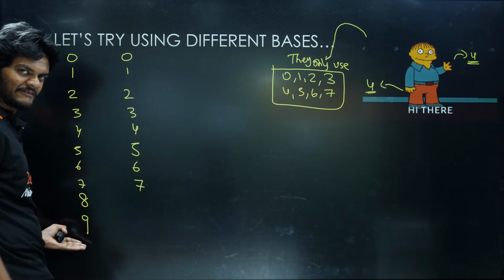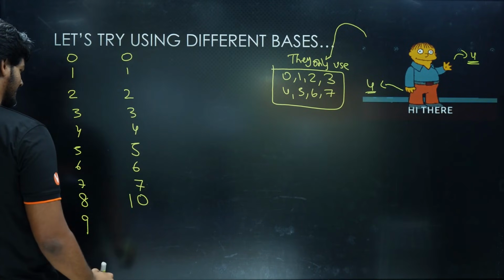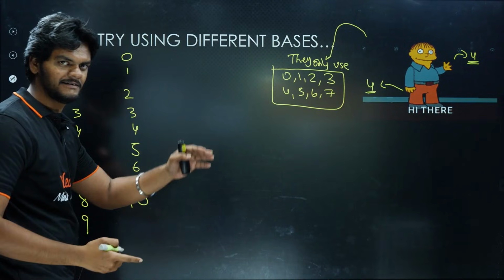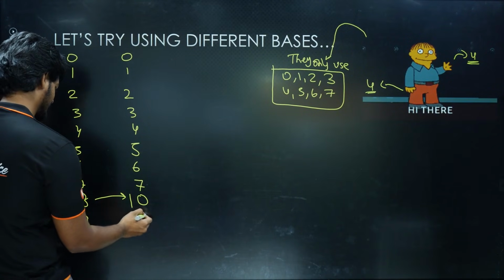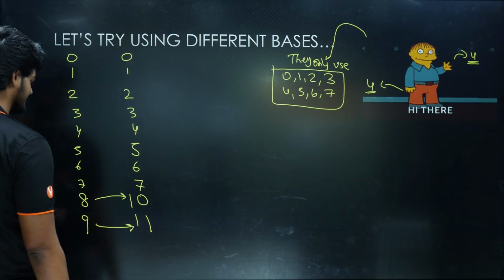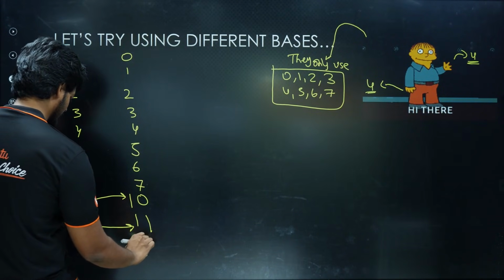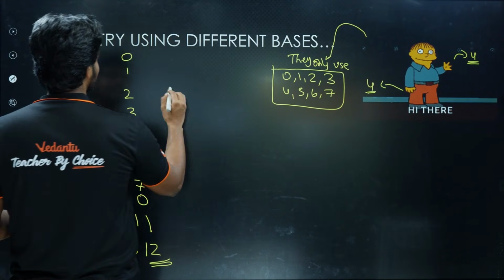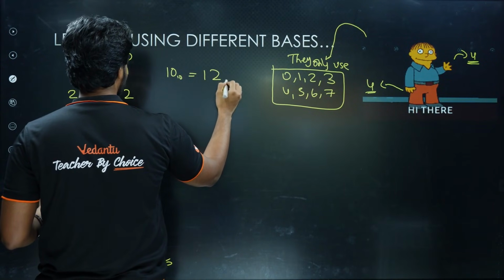What did we do after 9? We used a 0 and we used a 1. So our 8 corresponds to their 10. Make sense? And then they continue: 11. So our 9 corresponds to their 11. So our 10 will correspond to their 12. So we write our 10 base 10 is equal to 12 base 8.